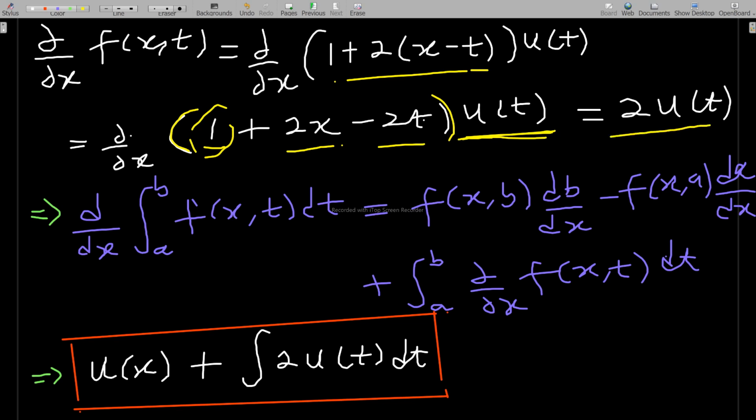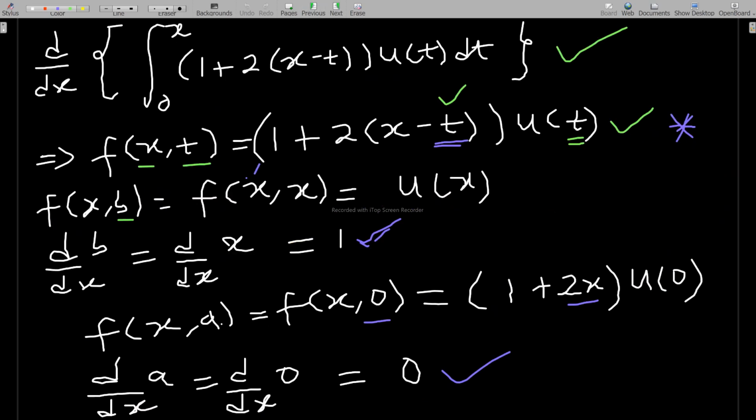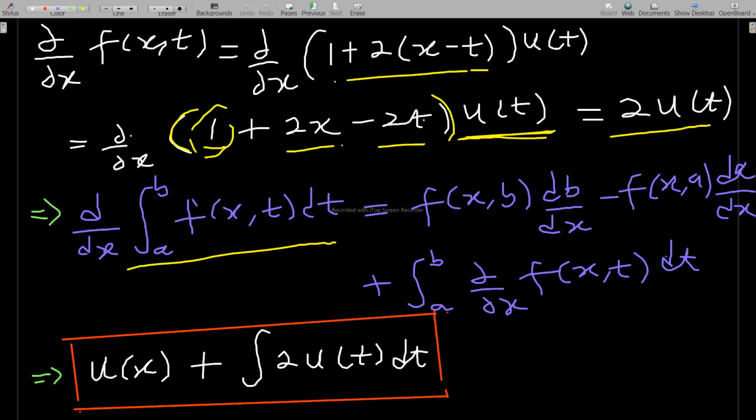So now you quote our formula back, that d dx of the integral from a to b of f of xt dt is giving us f of xb db dx minus f of xa da dx plus that. So now what you do is you just go back. F of xb, we had what? It was f of xx. That gave us this u of x. Okay, now its derivative db dx gave us 1. So when you multiply them, you get u of x. So that is what I have here. That's what I have, my u of x here.